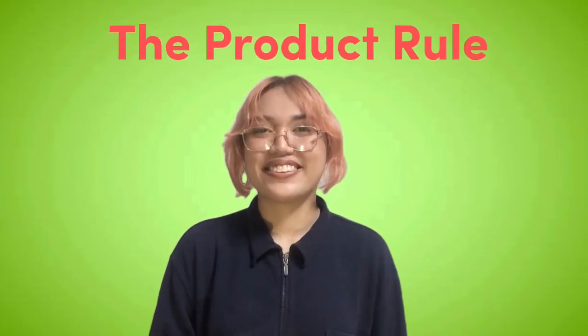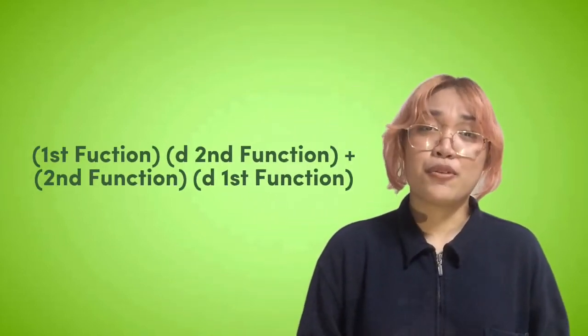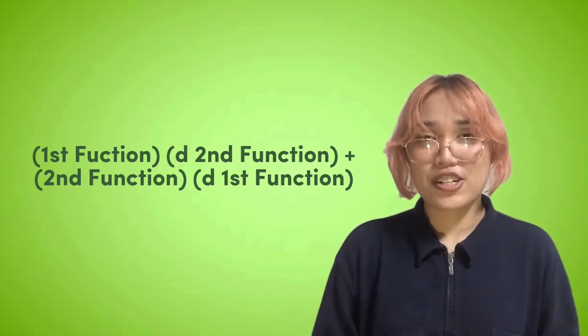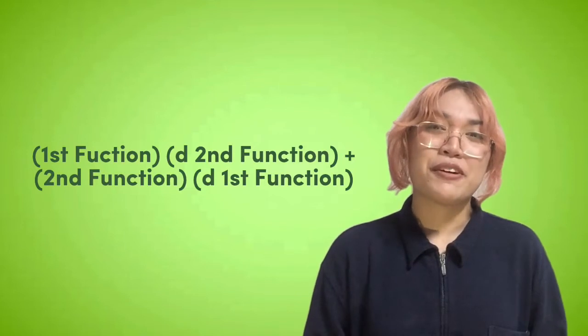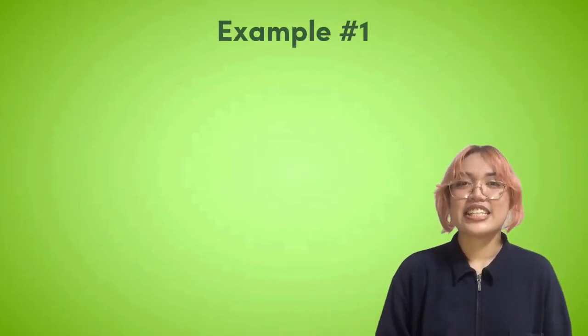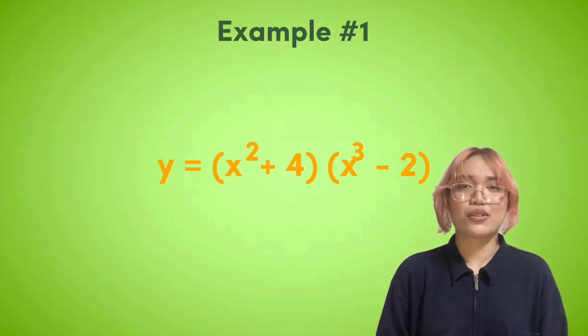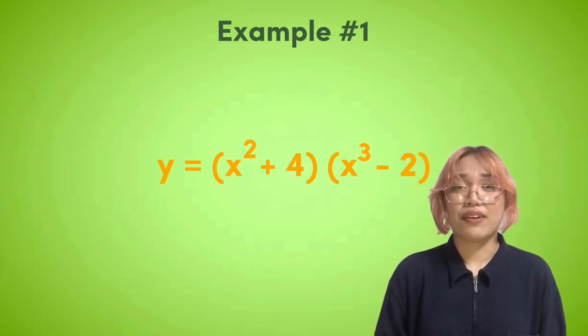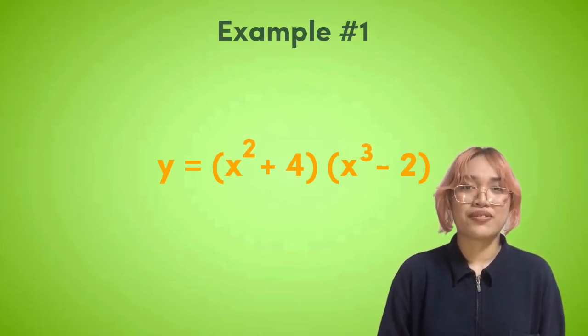Moving on to our next rule, the product rule. Just remember, first function times the derivative of the second function plus the second function times the derivative of the first function. For example, dy over dx is equals to the quantity of x squared plus 4 times the quantity of x cubed minus 2.